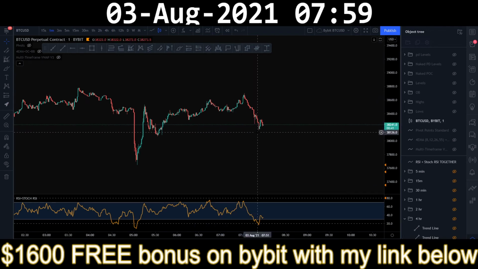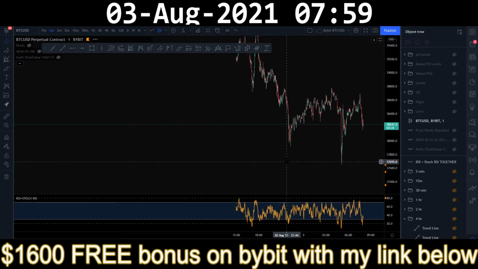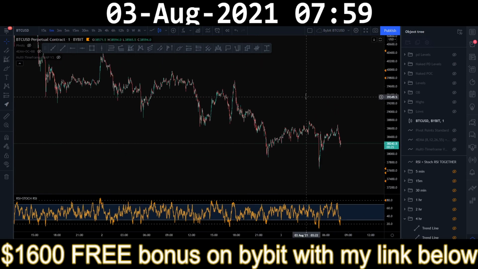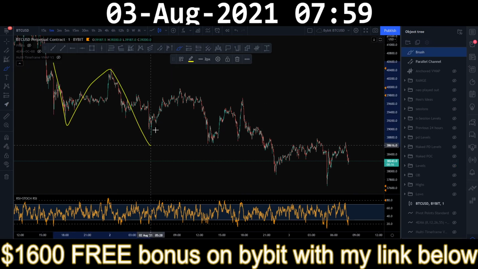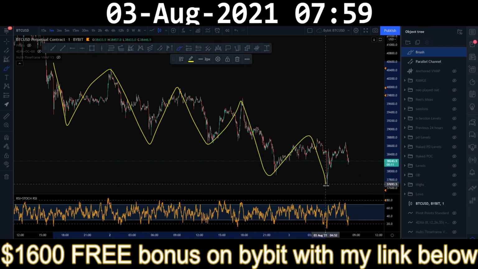So the next thing we're looking at is a possible swing failure of these lows, and then getting into a long position right here, scalp long all the way up to maybe 38,400, 38,600, and then just continue the downtrend. Because right now, on the 1 minute, we have this high up here, and then lower high, lower low, lower high, lower low, lower high, lower low.